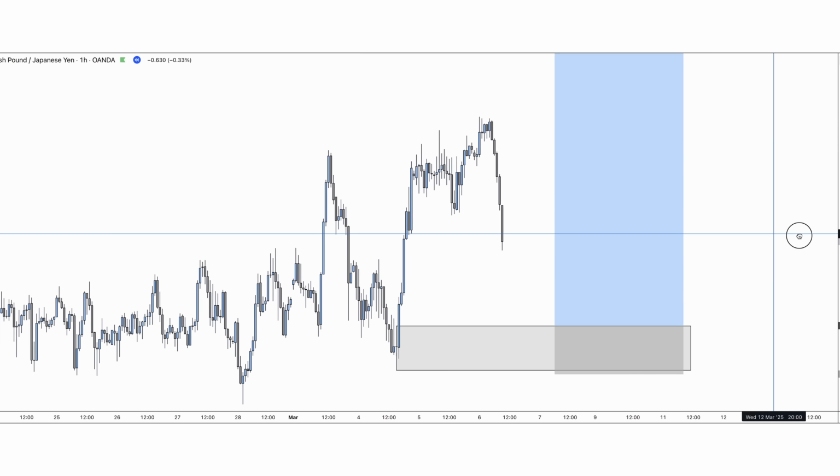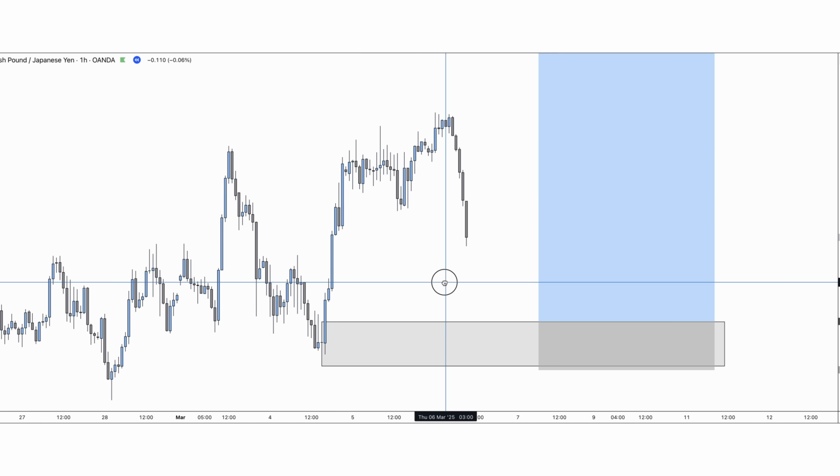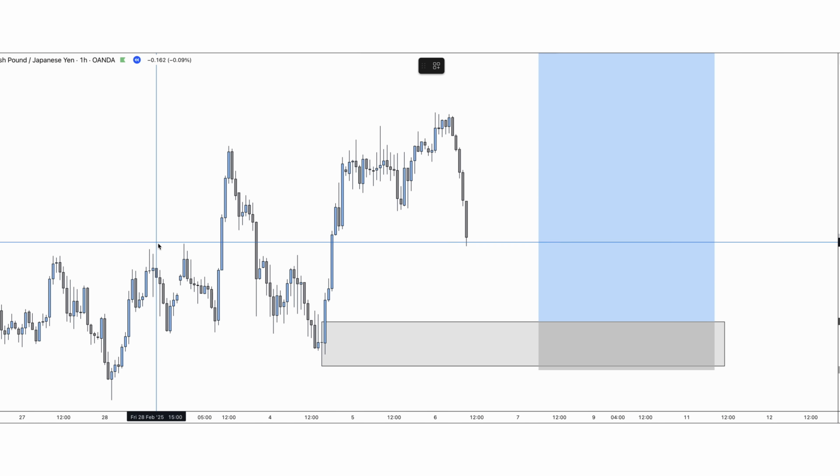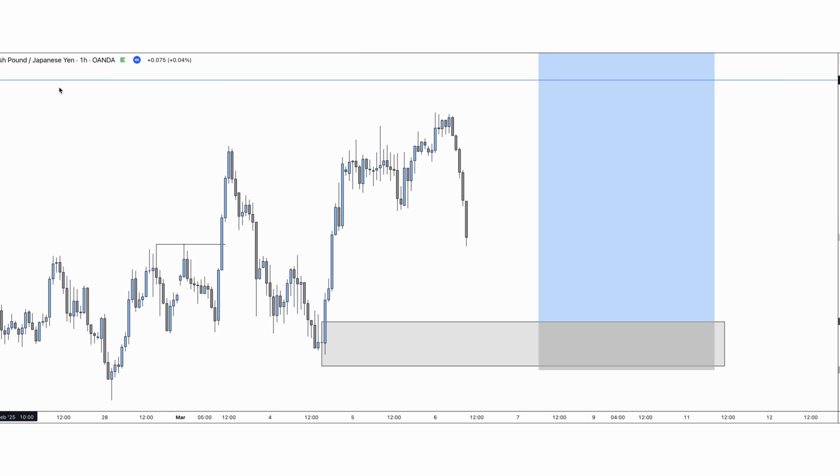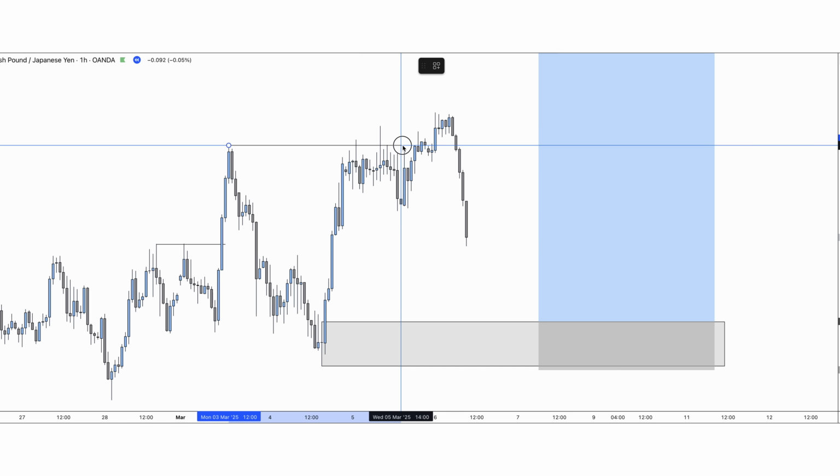So what does a good pullback look like? What do we want to see in order to have confidence to take a trade? Well, here we have a new uptrend in a market. We've seen some highs breaking.